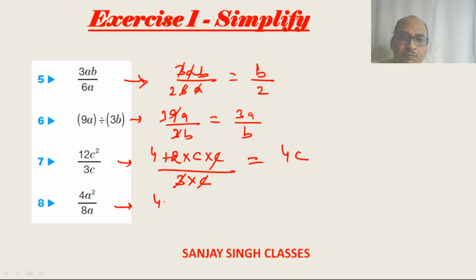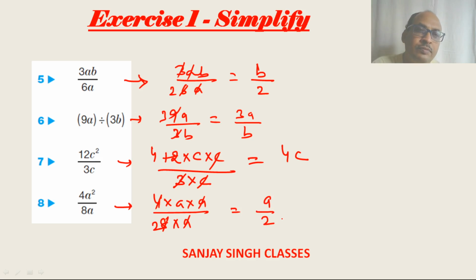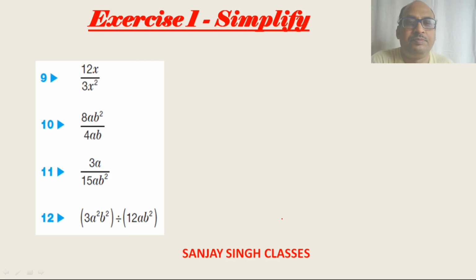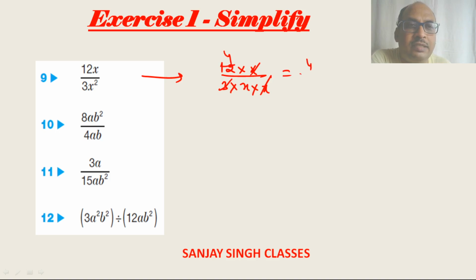Similarly, 4 into a you can write as a square, and 8 into a. Again a will get cancelled and 4 twos are 8, so it will give you a by 2. Now this 12x: 12 into x you can write very well as 3 into x into x. So one x got cancelled, 3 fours are 12, and the answer has come as 4 by x.